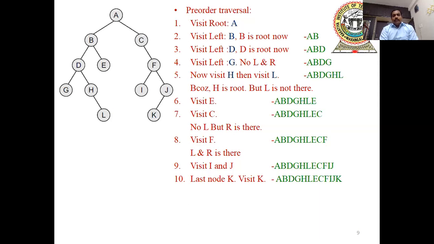What's on the left? B is there. Once we have visited B, B has another left and right child. So now B is the root, and we will go to the left side again, D. Once we visit D, D also acts as a root because it has two children. So then we go to the left, G. G is the leftmost child of this tree. Once we have visited G, the left side is over, then we will go to the right side.